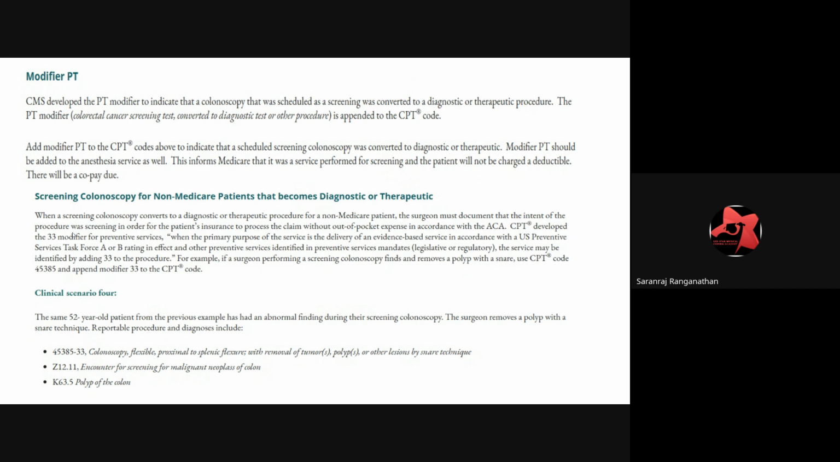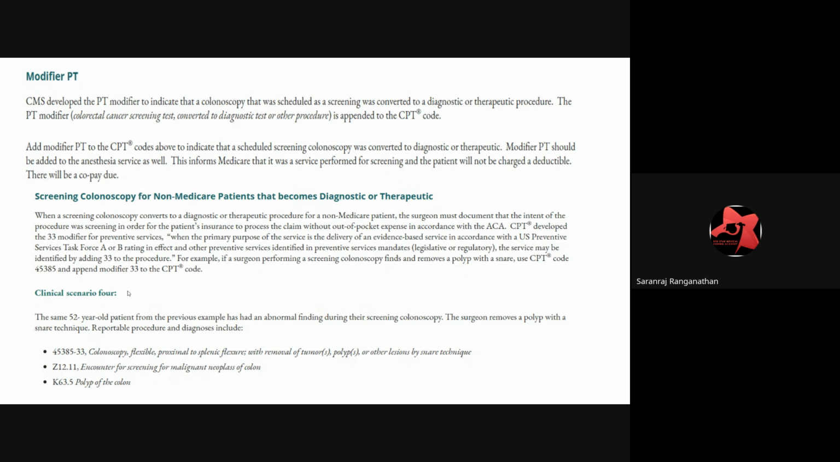CPT developed the 33 modifier for preventive services when the primary purpose of the service is delivery of an evidence-based service in accordance with the US Preventive Services Task Force A or B rating in effect, and other preventive services identified by preventive service mandates, which means legislative or regulatory. That service may be identified by appending the 33 modifier to the procedure.